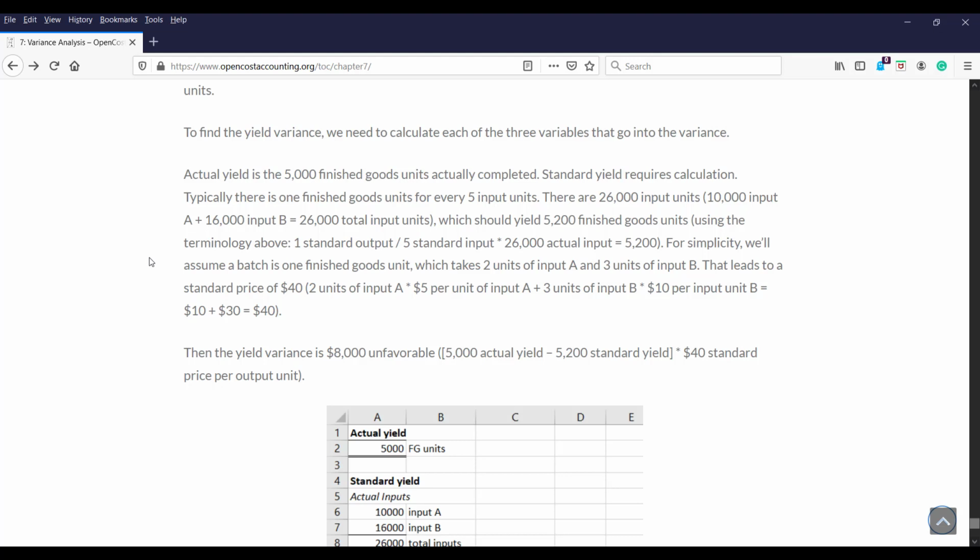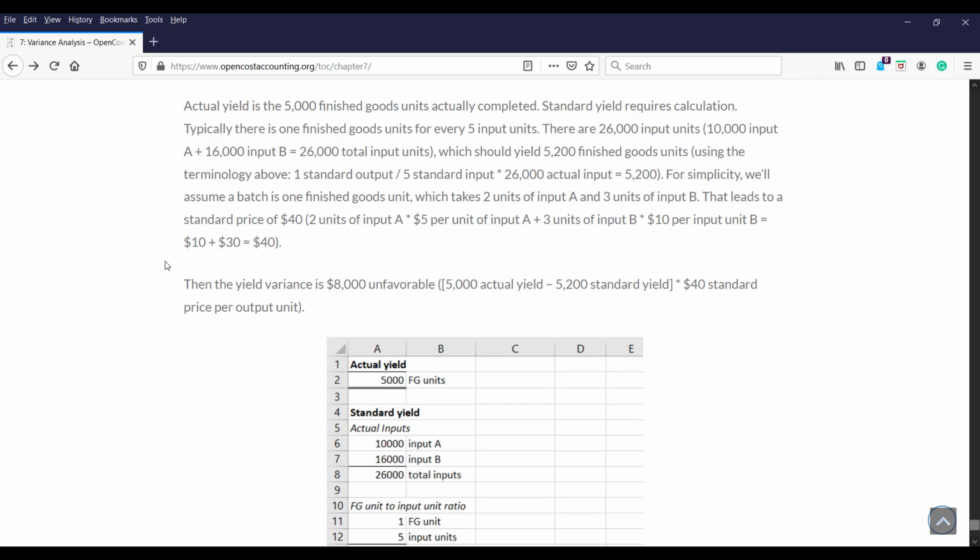We've accounted for the fact that we didn't have the right mix. We had a different mix of A and B. We had actually a more expensive mix because B is the more expensive unit, so we had slightly more input B than we expected based on our mix. But that's all going to be accounted for with the mix variance. This is based on the fact that we put in 26,000 total units of A and B. We should have gotten out 5,200 finished goods. We didn't. So we had some inefficiency there.